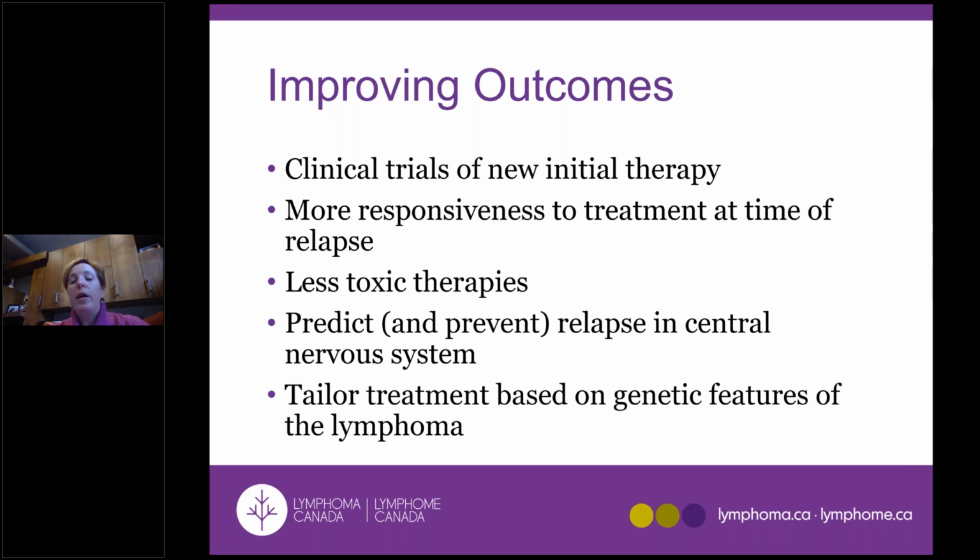Central nervous system relapse is uncommon, but it's devastating when it happens. So we need to be better at predicting, and also we need to be better at preventing that as a relapse site. And I think the future of diffuse large B-cell lymphoma is going to be tailoring treatment based on those genetic features and biology described earlier.